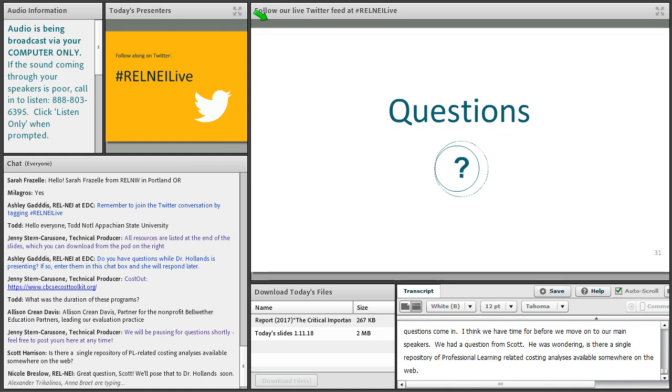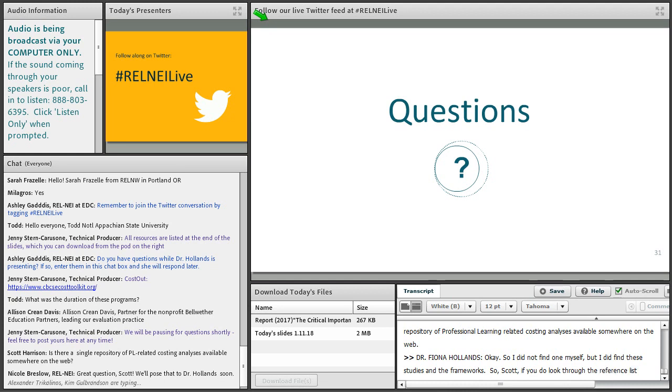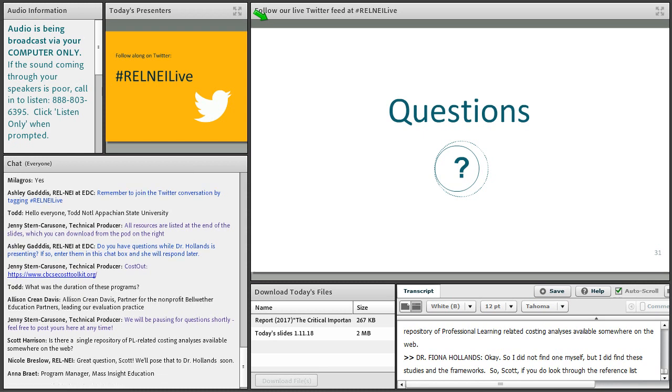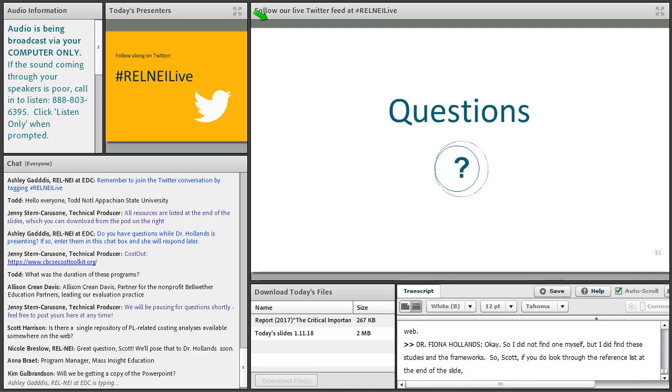Okay, so I did not find one myself, but I did find these studies and the frameworks. So Scott, if you do look through the reference list at the end of the slides, you'll find among the best of the studies that I found, and I'm sure I can find more, but no, there is no repository that I know of. If someone else knows of one, I'd be delighted to hear about it.